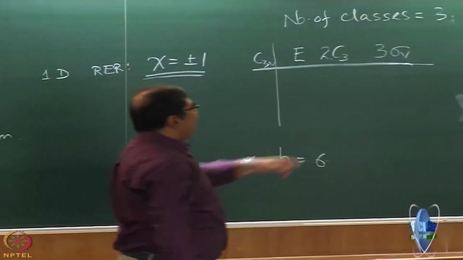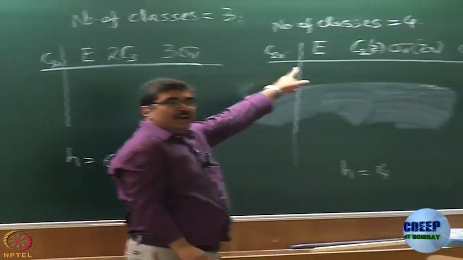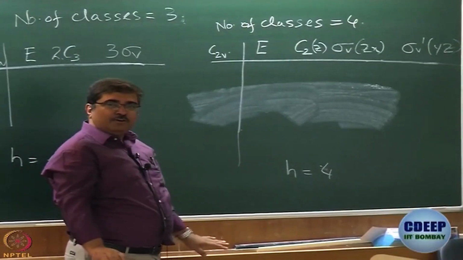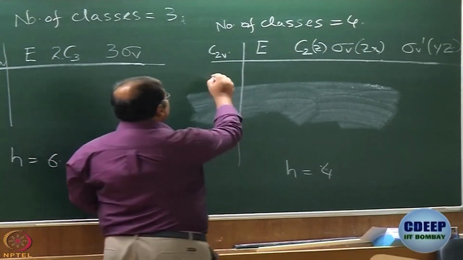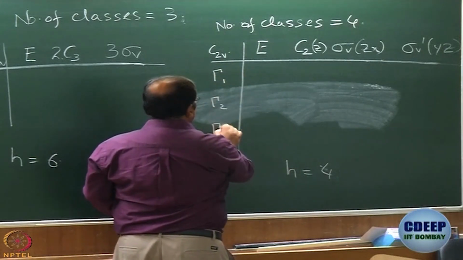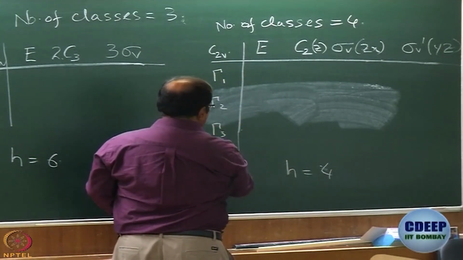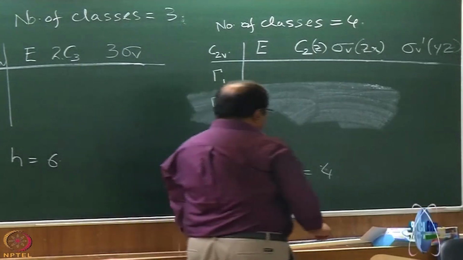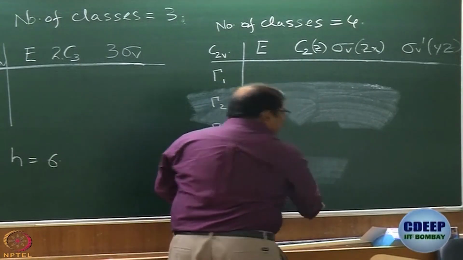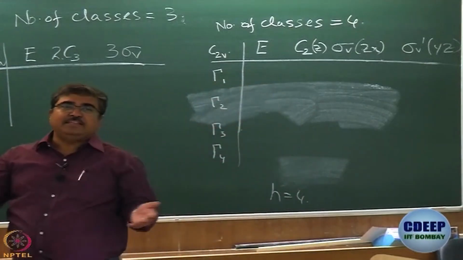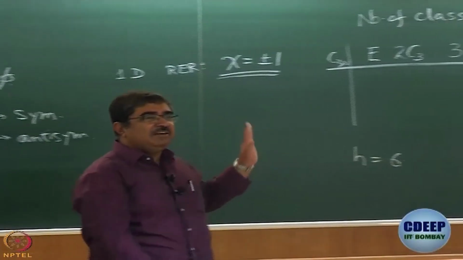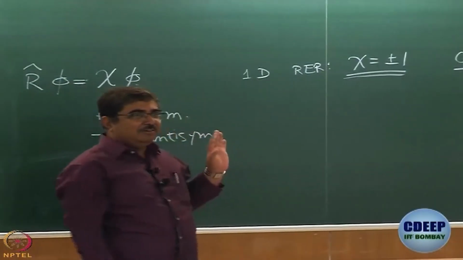Okay. So, in C2V, how many irreducible representations will be there? 4. For now, let me call them gamma 1, gamma 2, gamma 3, gamma 4. Later on, we will learn how to give them little more meaningful names. Right now, let us use a generic roll number kind of nomenclature, gamma 1, gamma 2, gamma 3, gamma 4.